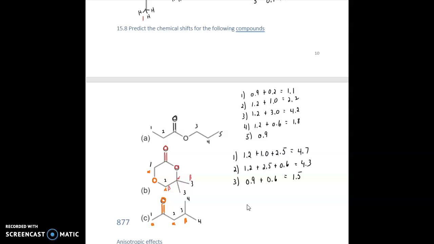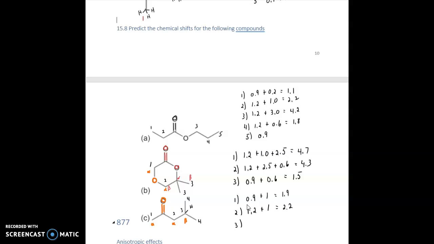C has 4 unique proton types. The first is methyl, so it's 0.9. It is alpha to an aldehyde, so that's +1, and that gives us 1.9. The second one is methylene, and so it's 1.2. And then it's alpha to the aldehyde, so that gives it a 1, and we'll expect to see that one at 2.2. The third type is this one that's right here.